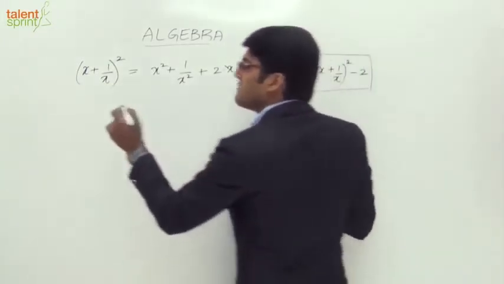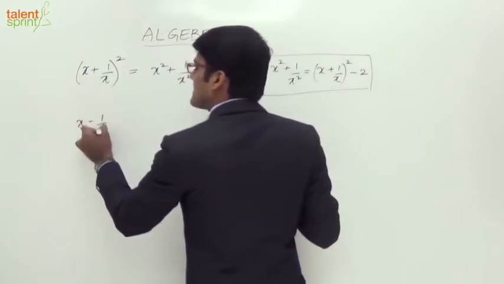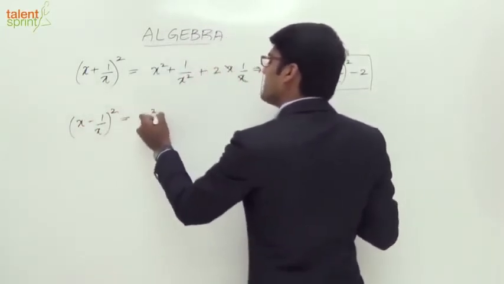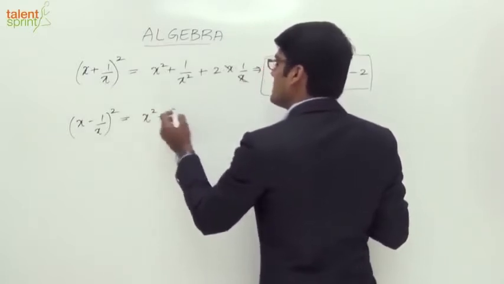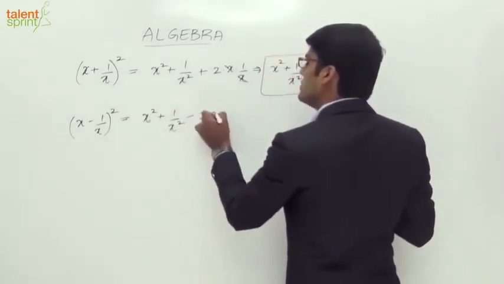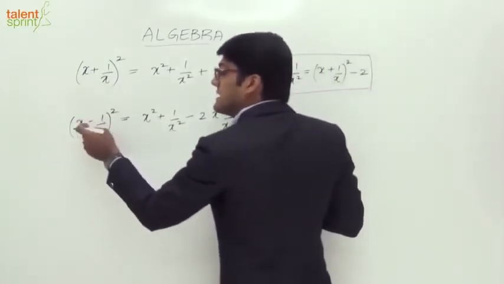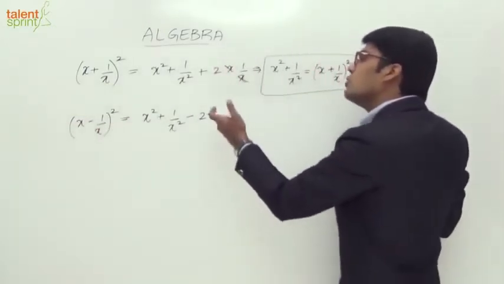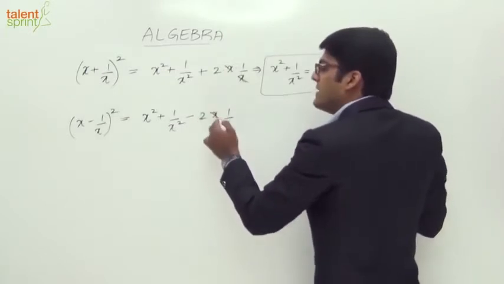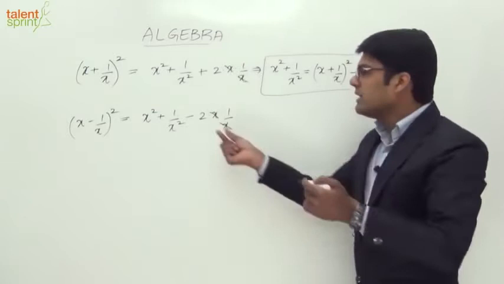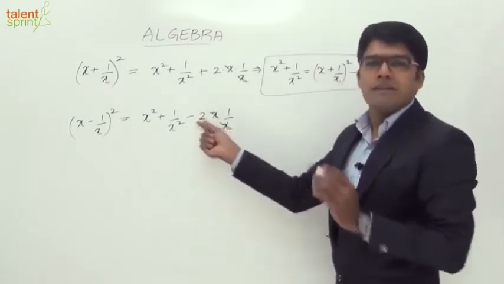Likewise, x minus 1 by x whole square. What do we get? X squared plus 1 by x squared, right? A squared plus b squared minus 2ab. So minus 2 into x into 1 by x. See, the point here is, since a and b are reciprocal of each other, this 2ab part will not have any variable. X and x again get cancelled out, like in the previous case. We only are left with 2 or minus 2.